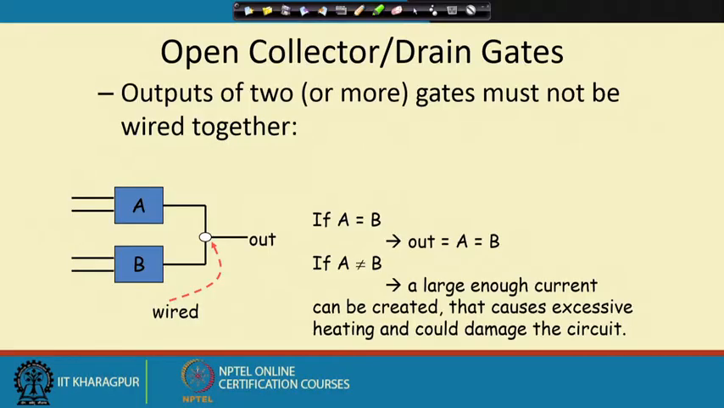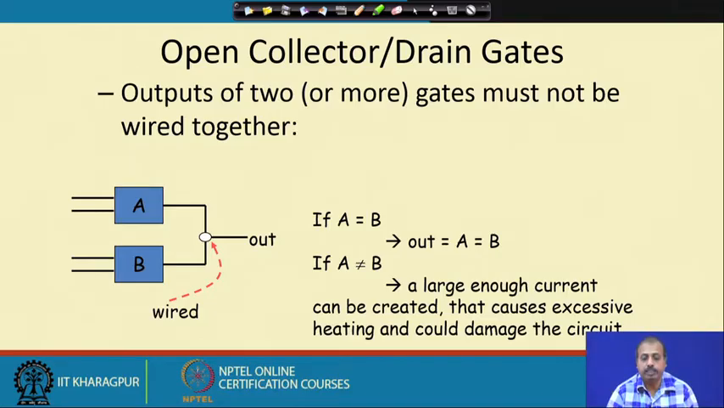Next we look into another problem that occurs when we are connecting outputs of two or more logic gates together, or say logic blocks together. So, this comes under the broad heading called open collector or open drain gate. If you remember, the term drain we have seen when we talked about CMOS transistors, but the term collector we have not seen.